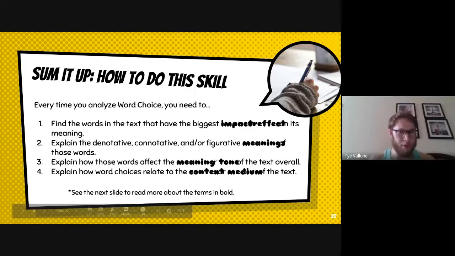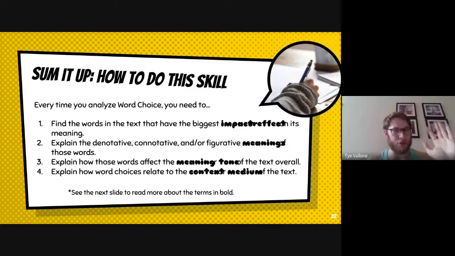Once we find those words, we've got to figure out what their denotative meanings are, what's their dictionary definition, and the connotative meaning, what's the feeling or emotion that we associate with that word. And then, what are their figurative meanings, if there are any? Is this word or phrase supposed to represent something other than what it's saying?